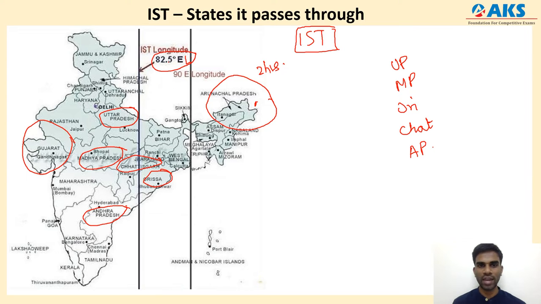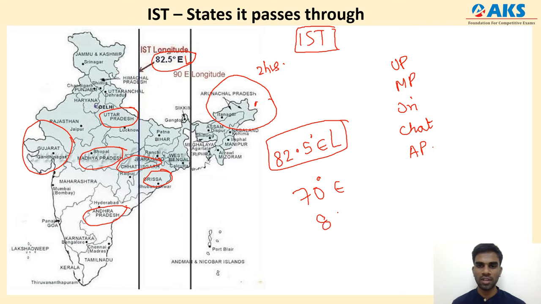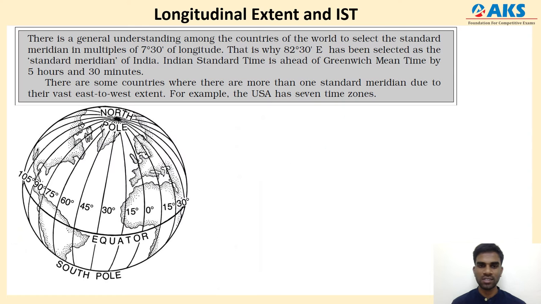But why is 82.5 degrees east longitude considered as IST? Why not 70 degrees east longitude, or why not 85 degrees east longitude? Let us understand. So we have 0 degrees longitude, which is taken as the Greenwich longitude.